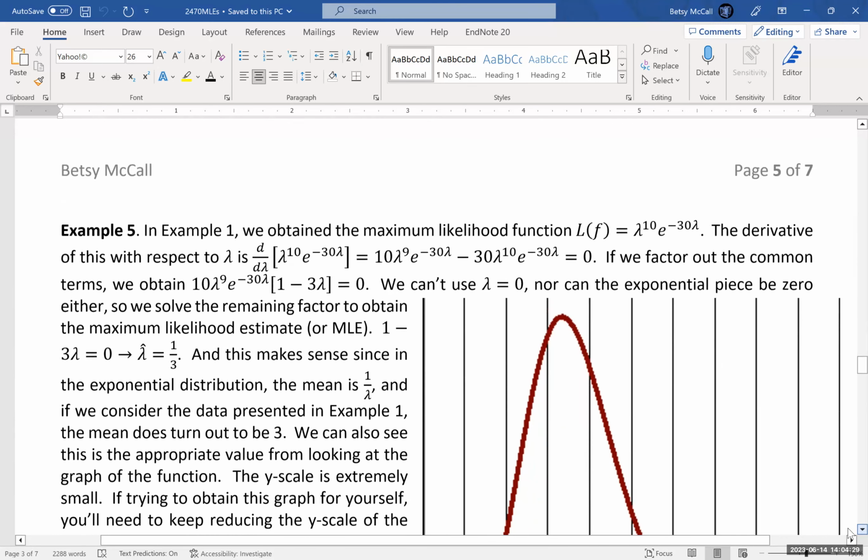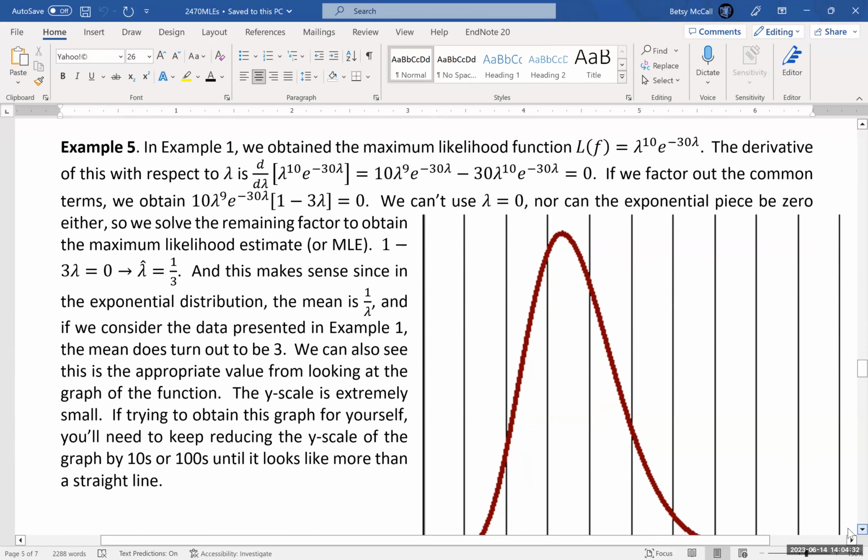All right, so let us return to the first example we discussed in the previous video, how to calculate our maximum likelihood estimate for our parameter. In that case, we had a nice, smooth, continuous function based on our exponential distribution, which we found to be lambda to the 10 because we had 10 observations, and e to the negative 30 lambda. 30, you may recall, was the sum of our observations. So maximum likelihood estimate, it's just calc 1. We want to find the most likely value of lambda. Where is that a peak?